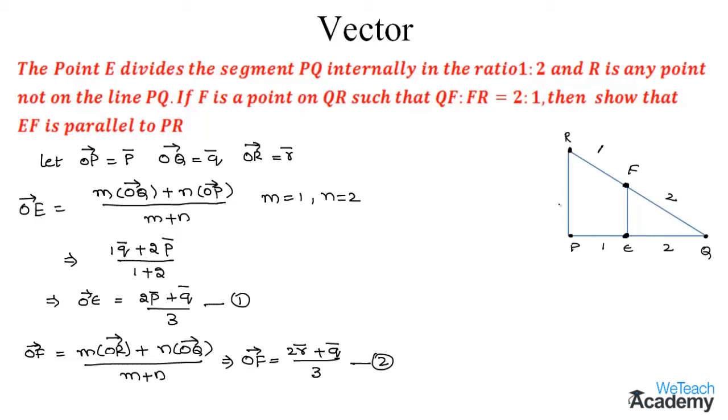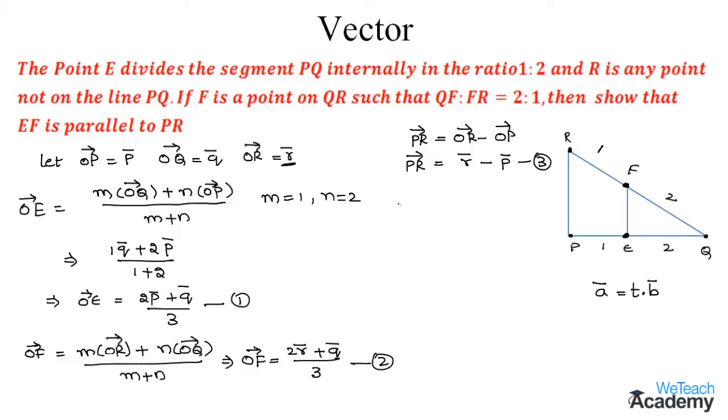So we have to prove that the line EF is parallel to PR. That is, if two lines are parallel, then it must satisfy the condition A bar is equal to T into B bar, where T is any scalar. So let us find here the value of PR first. So first let us find the value of the vector PR. So we can find this value just by subtracting OP from OR. So on substituting the values, we get here the value of the vector OR as R bar minus the vector OP, which is P bar. So this is the value of the vector PR. Now let us consider this as equation 3.